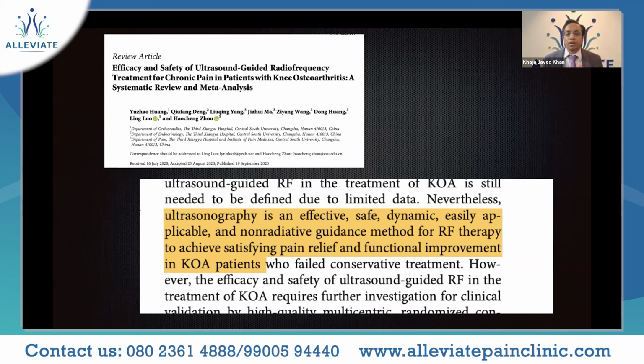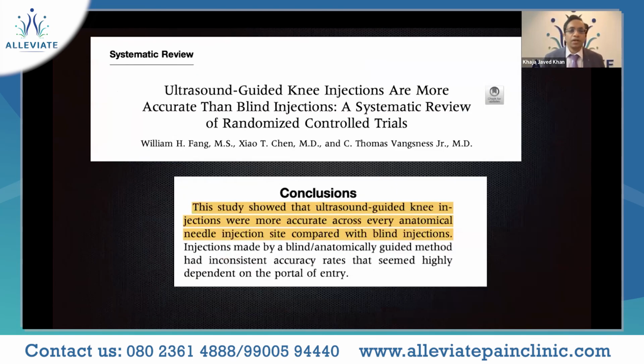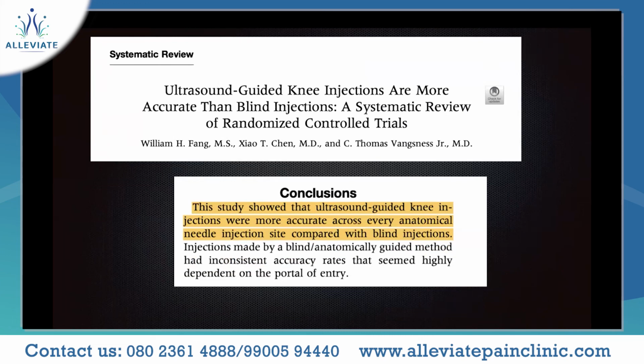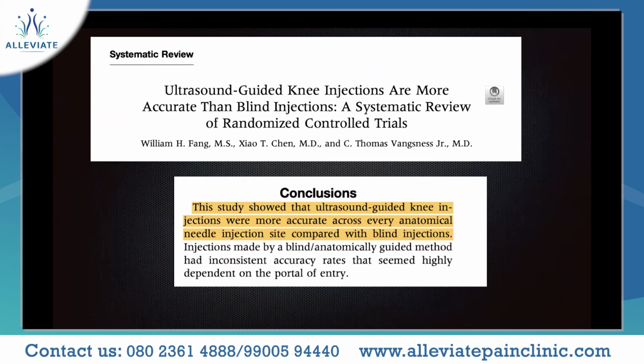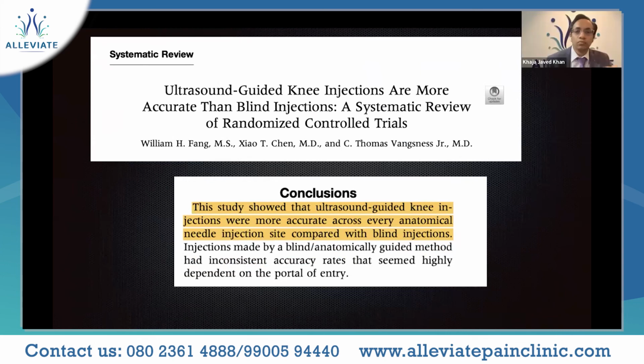Coming to the other literature, ultrasound guided knee injections are more accurate than blind injections. This was a systematic review, and they concluded that ultrasound guided knee injections were more accurate across every anatomical needle injection site compared with blind injections. This is a testimony to how much of a dynamic change ultrasound has brought about in the field of pain medicine.